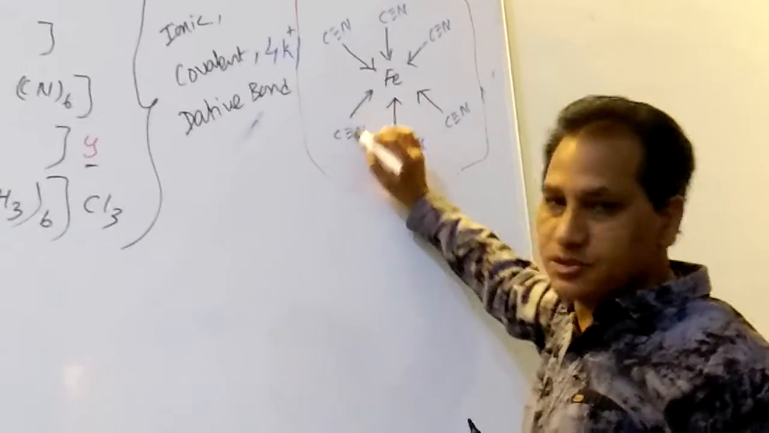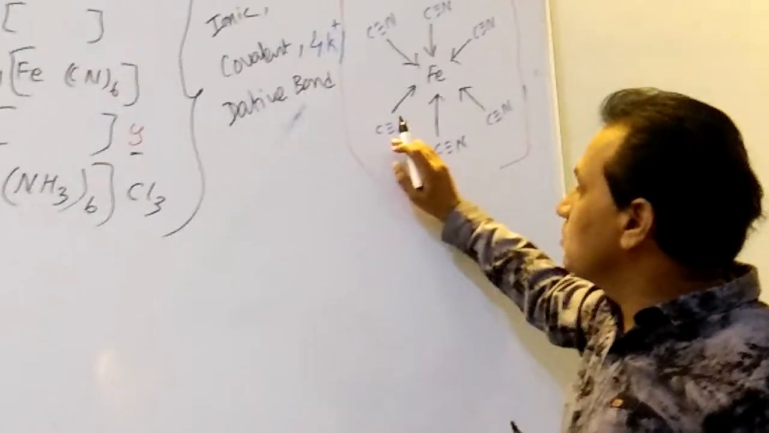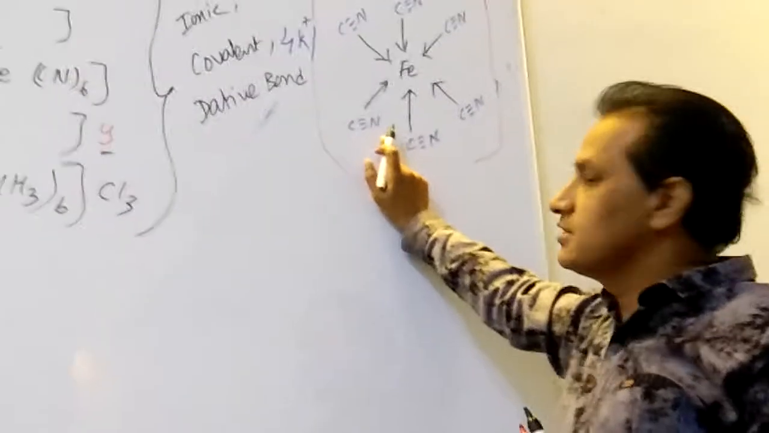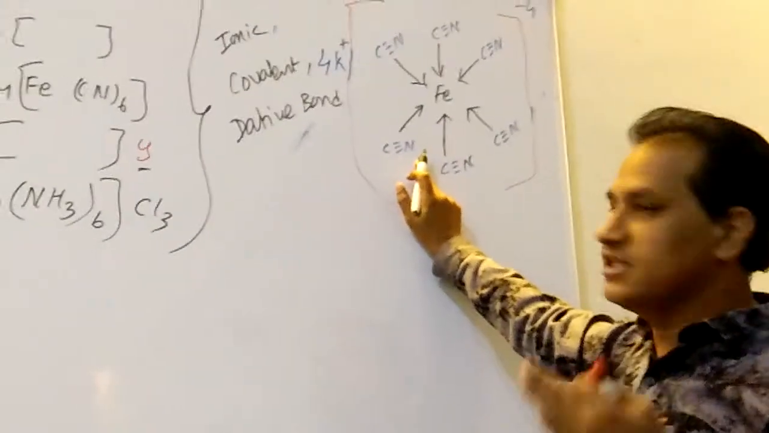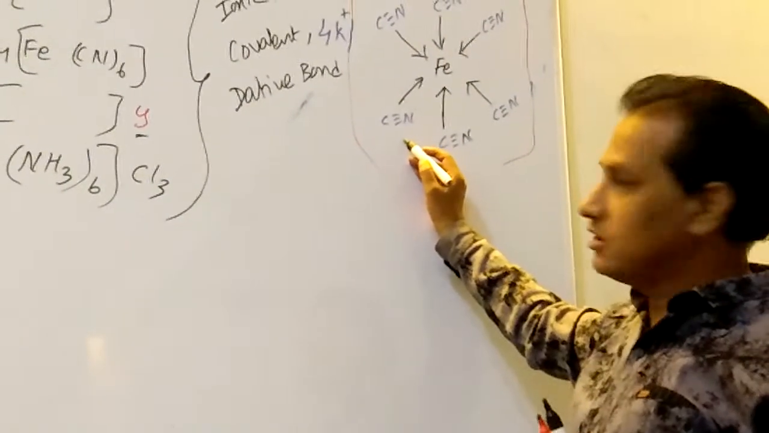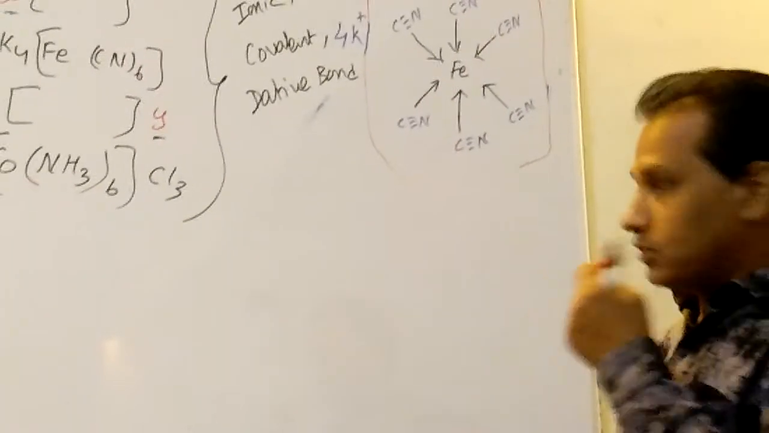And an arrow mark means dative bond between cyanide and iron. And carbon and nitrogen are combined with covalent bonds. Means three types of bonds. Plus and minus is ionic bond. Dash means covalent bond. Arrow means dative bond. Okay. And the last type, hydrogen bond.